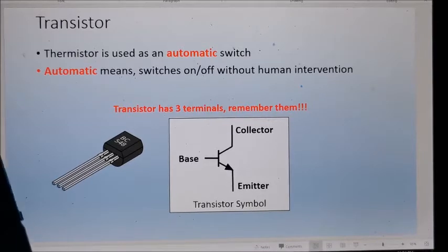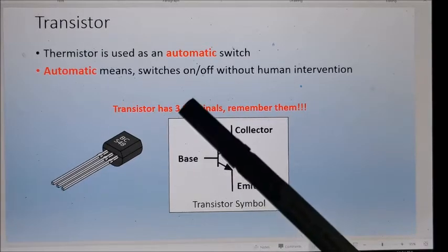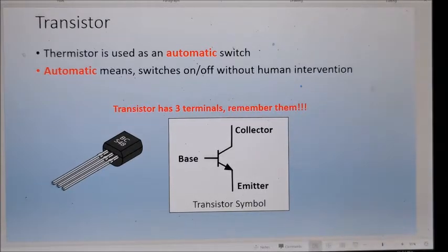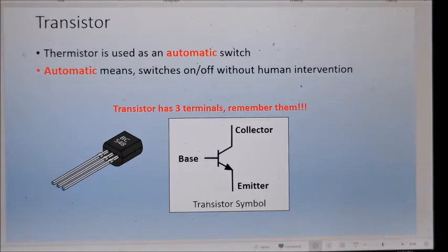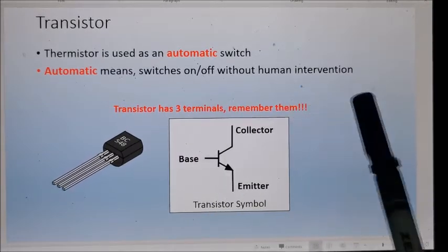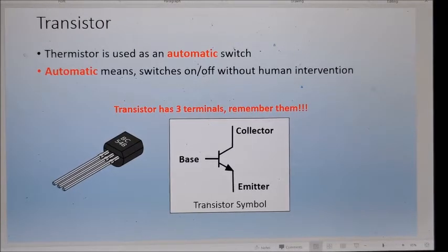Automatic switch. Automatic switch means you do not need a toggle switch, push button switch, or whatever switch that you need to use your hand to press. This automatic switch means it switches on and off without human intervention, right? Without you having to go and switch it on or off. You will find out how to use it later, but first of all, these are the important things that you must know.